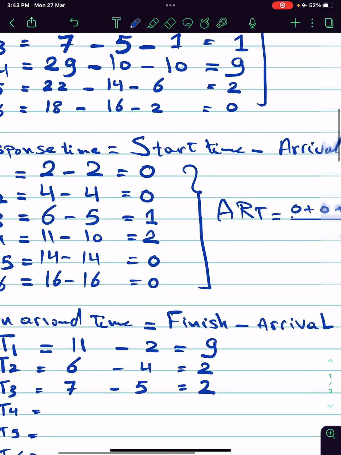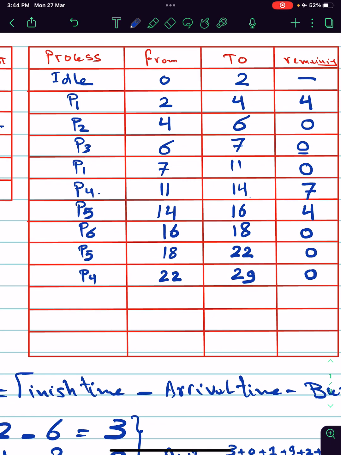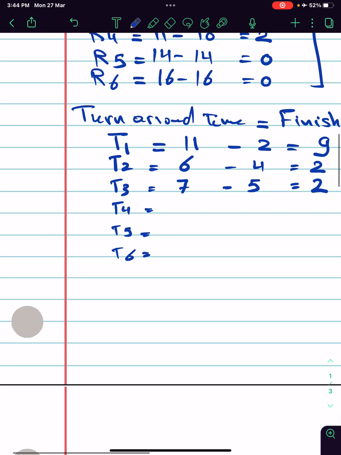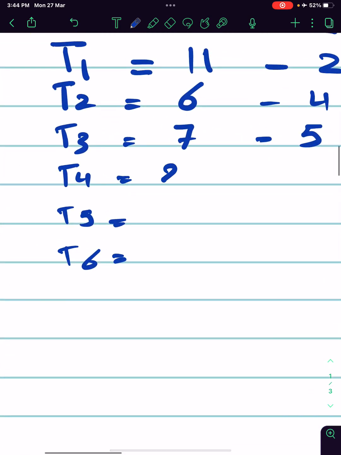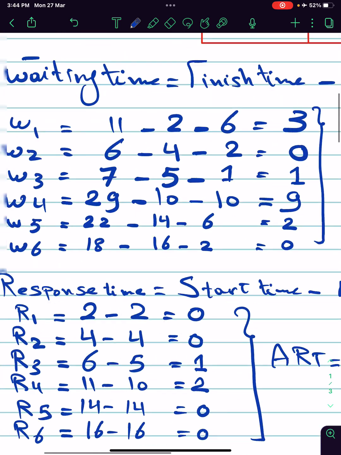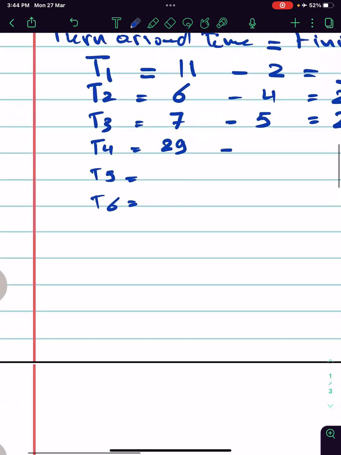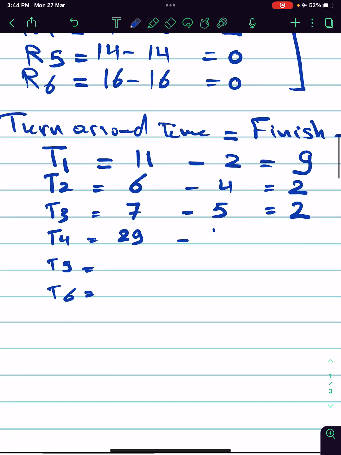How about T4? If you look at P4, when did P4 finish? It finished at time 29, here, 29, and it arrived at time, let's look at the arrival time of P4, 10. It arrived at time 10. Okay, so the turnaround here is 19.